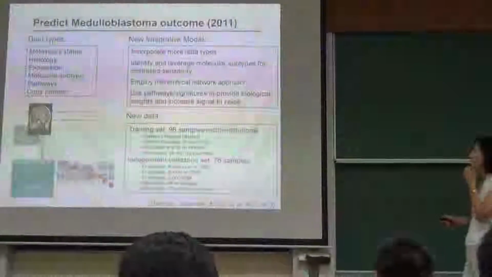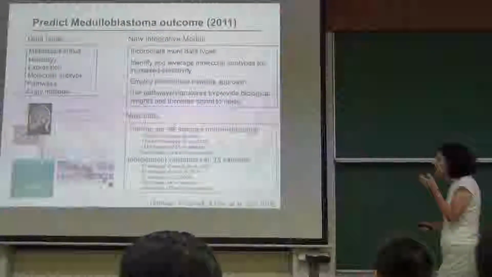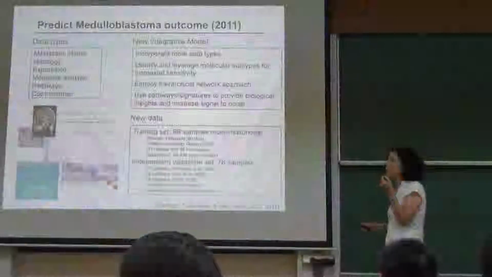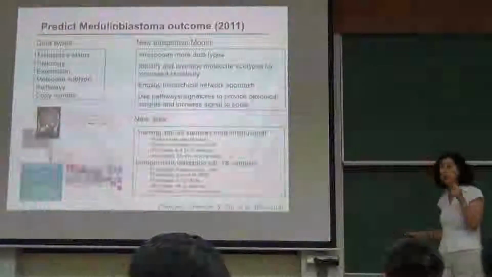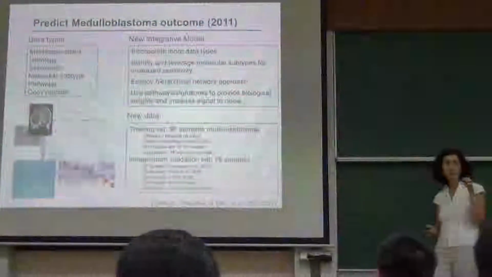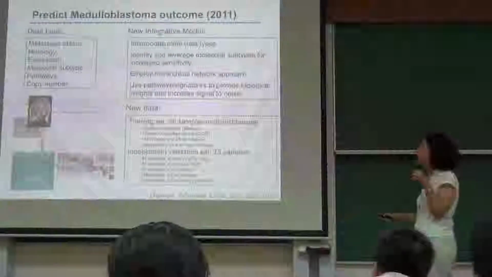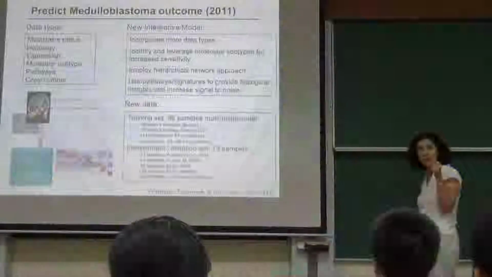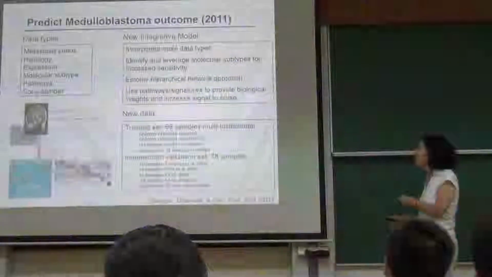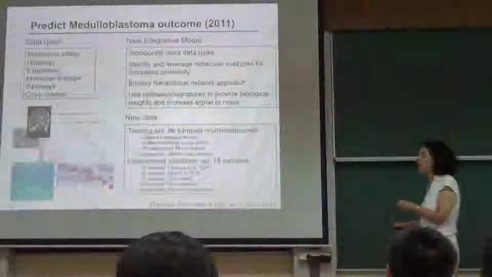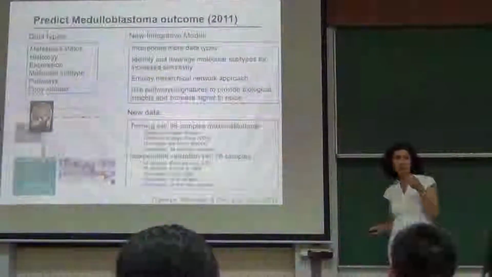Network approach and using pathways and signatures. This time, over the course of those 10 years, we also got more samples, more clinically annotated samples. So we had 100 samples to train our classifier on, and then a completely separate set of 78 samples on which to test it.